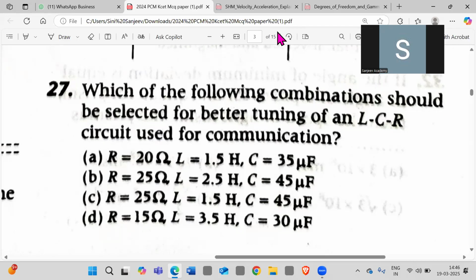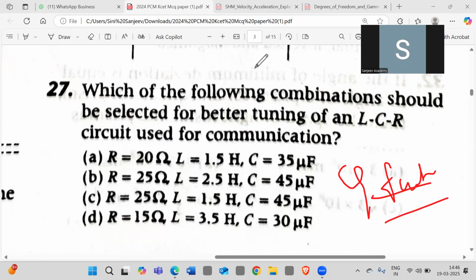Communication, which is a concept used. If it is communication, again in this particular chapter, what is the concept used in this? Quality factor. I think everyone knows it. Q factor, right? What is quality factor? 1 by R root of L by C. Use this in the options. Substitute everything and let me know.